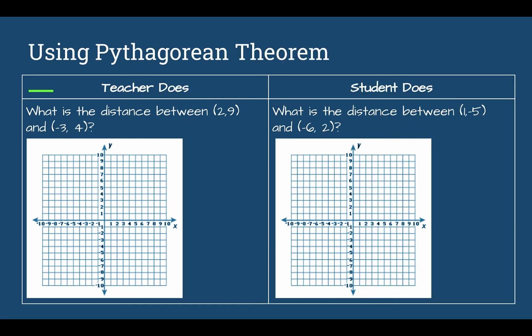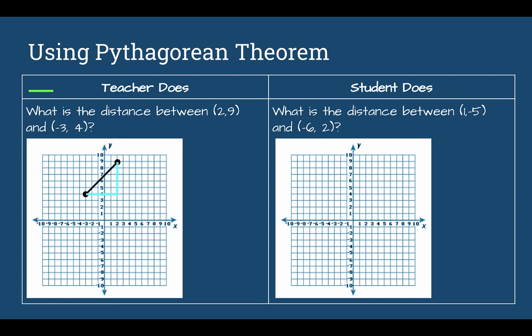Let's look at another example, but this time using the Pythagorean theorem. So what's the distance between (2, 9) and (-3, 4)? The Pythagorean theorem is way more useful when you can graph the points or if they're already graphed for you. So here I can graph the points, (-3, 4) and (2, 9). The distance between those, I'm going to say that that is the hypotenuse.